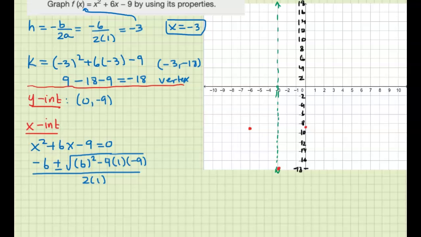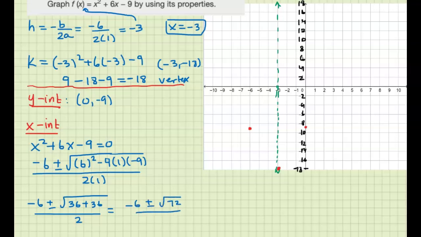So this is going to be negative 6 plus or minus the square root of 36 plus 36, divided by 2. Negative 6 plus or minus the square root of 72, divided by 2. 72 is 36 times 2, so it's 6 square root of 2 over 2. Divide everything by 2, so we get negative 3 plus 3 square root of 2 and negative 3 minus 3 square root of 2.